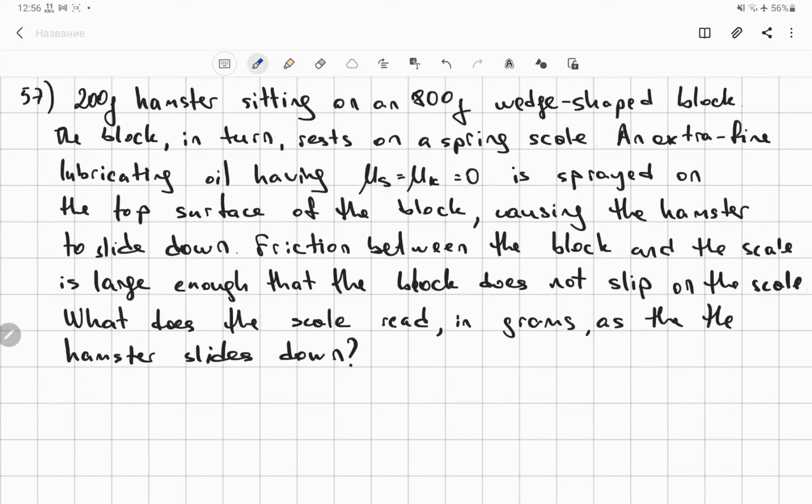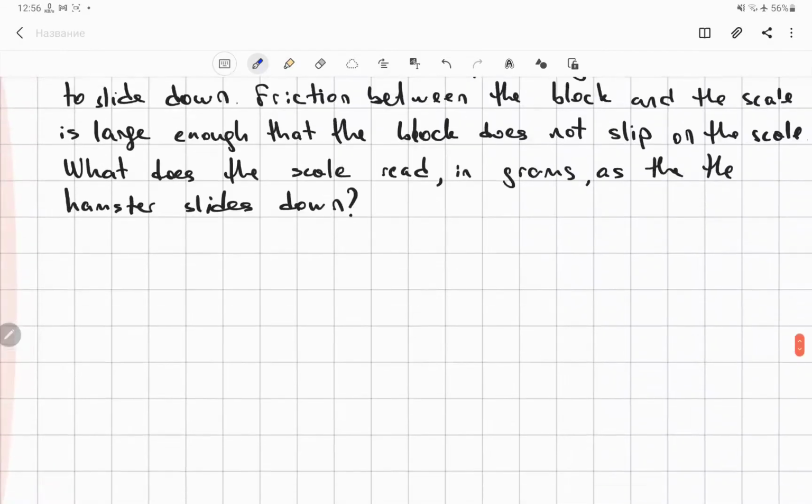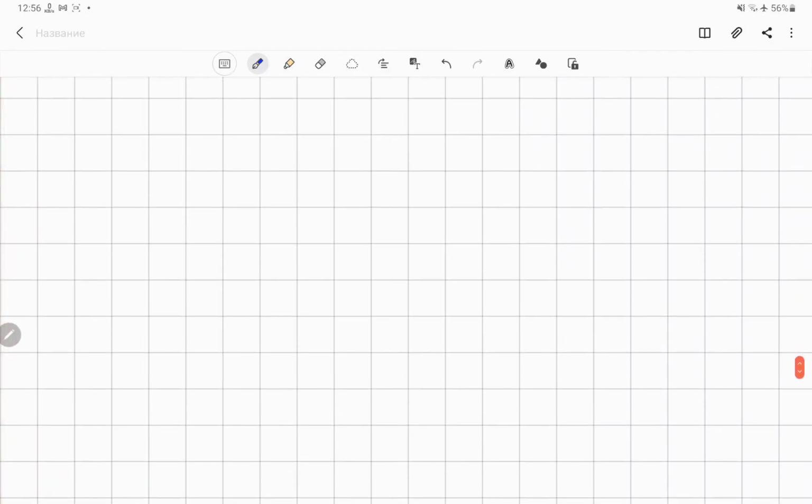So read the question and try to solve this problem yourselves, then you can compare with my solution. Again, free body diagram. Let's draw our hamster and the block. First, let's start with hamster. The shape is not important. Let me draw like this.